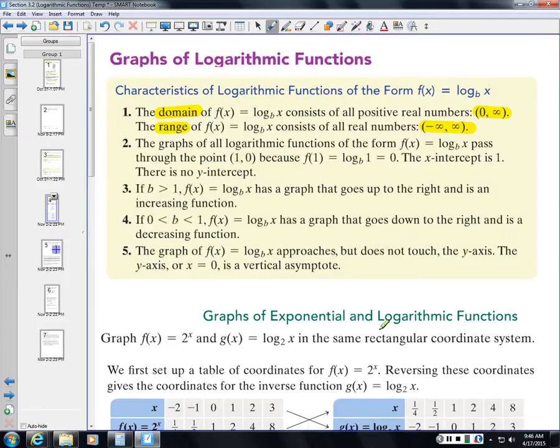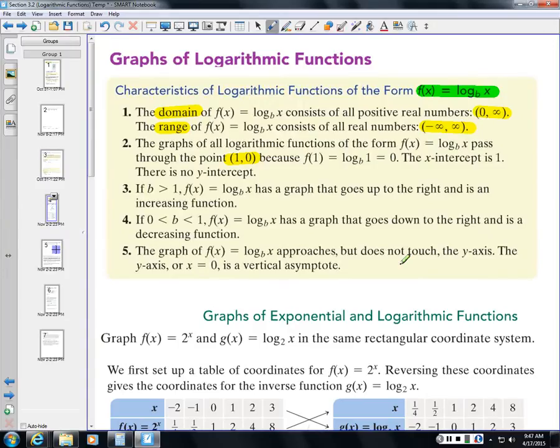Okay, also with the exponentials, we know that it had a y-intercept of 1. It had the point 0, 1, and these have the point 1, 0. Now, again, just like we were talking about with exponentials, this is only for the form of log base b of x. Okay?